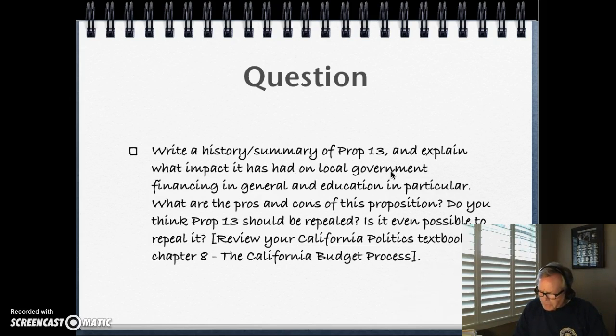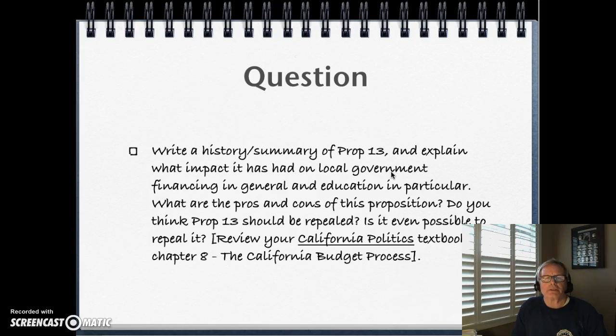All right? And Prop 13 had to do with property taxes in California. And that was back in 1978 when property taxes in California were skyrocketing out of control and getting exceedingly high, and an initiative was put on the ballot, Prop 13, and it passed. And it really threw a monkey wrench into the financing of local government and in education in particular.